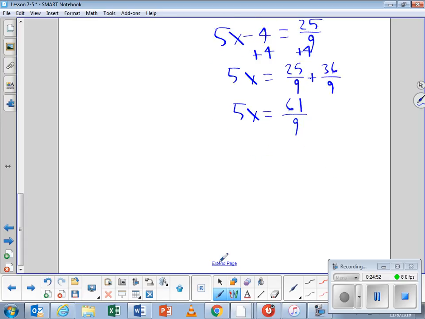Yeah, except I have a fraction over there, so instead I'm going to multiply by 1/5. And 5 doesn't go into 61 evenly, so I'm just going to leave it as 61 over 45. They won't give you one that ugly. I just made up the number and it didn't work out. Okay.